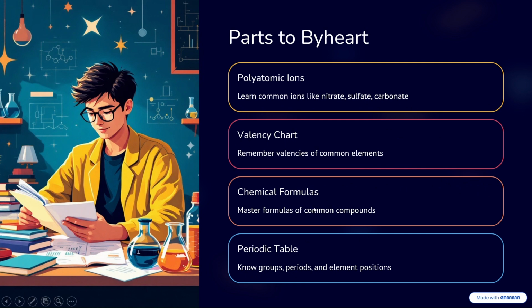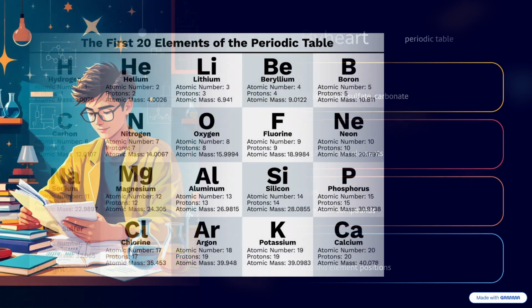So these are the topics which you need to memorize in this. Valency chart and chemical formulas will come through thorough practice, but polyatomic ions and the periodic table you need to learn by heart, and they should come on your fingertips. Okay, you have to memorize in such a way. So let's start this.